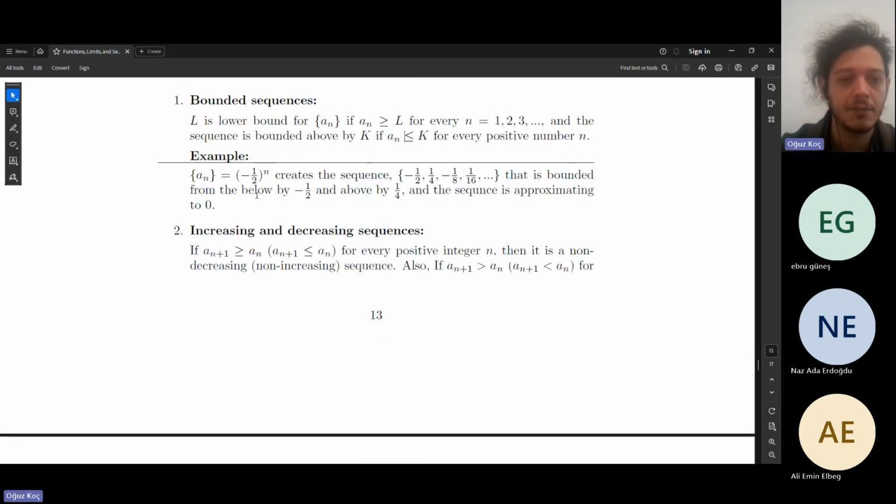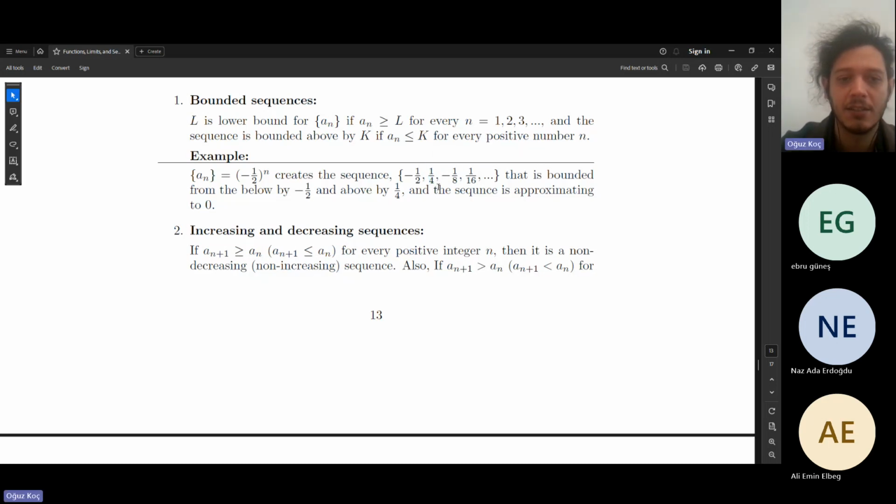For this, we have an example. We have a sequence a_n equal to the nth power of minus 1 over 2, and it creates a sequence such as minus 1 over 2, 1 over 4, and minus 1 over 8, and so on. As you can see, it is clear that we have some positive and negative terms in our sequence. And also it is clear that among the positive terms, the greatest value is 1 over 4.